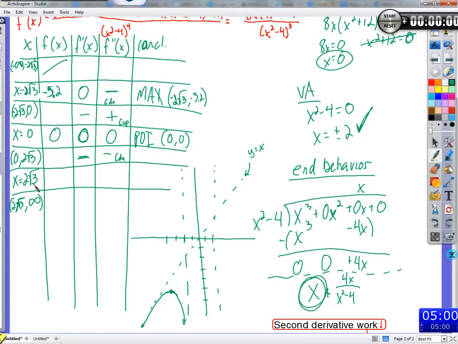All right, x equals 2 root 3. What's the y value? I think it's probably 5.2. Yeah. Probably. It's only probably. We should probably make sure that we ensure that. Positive.